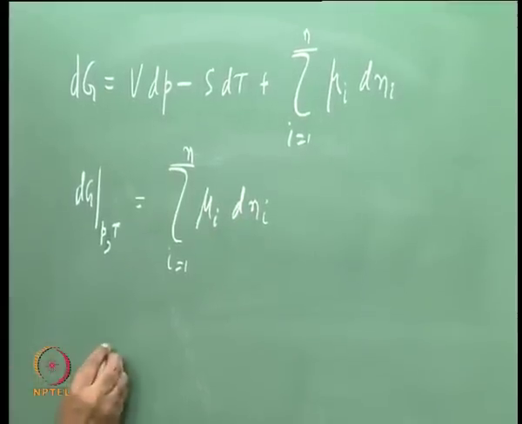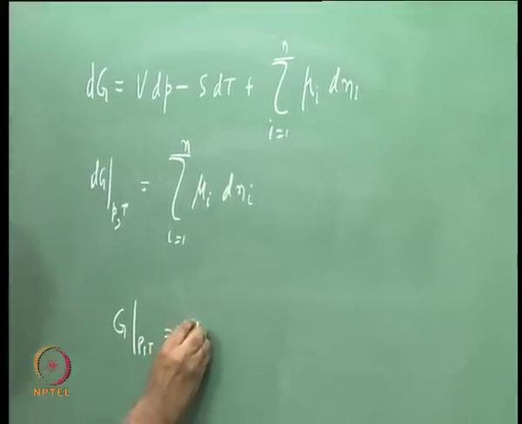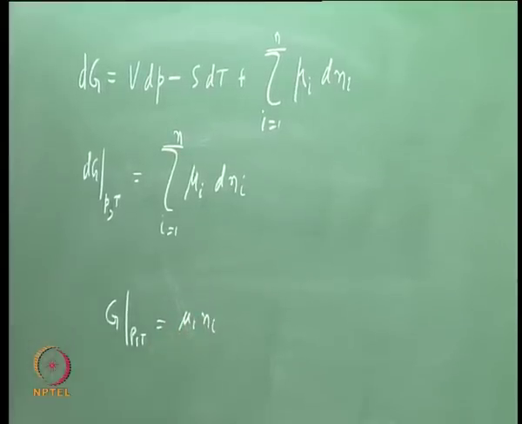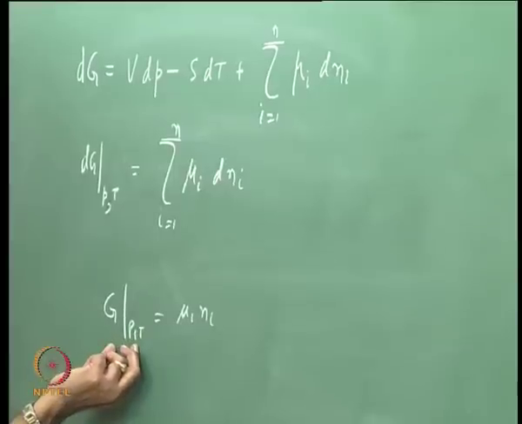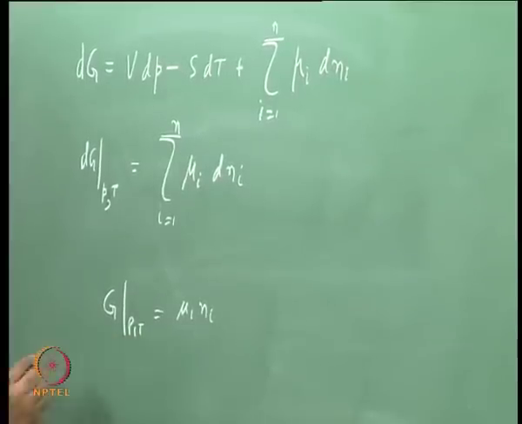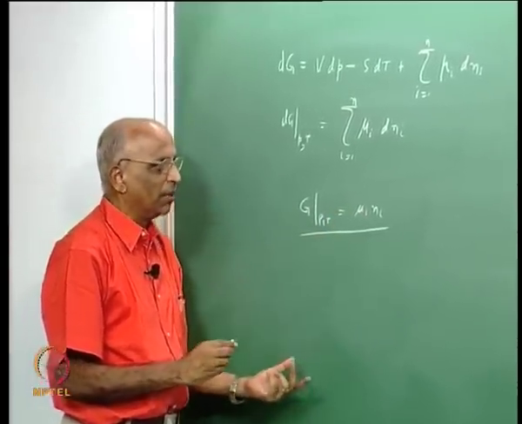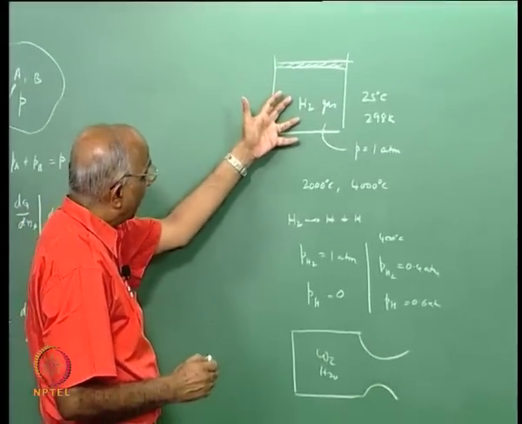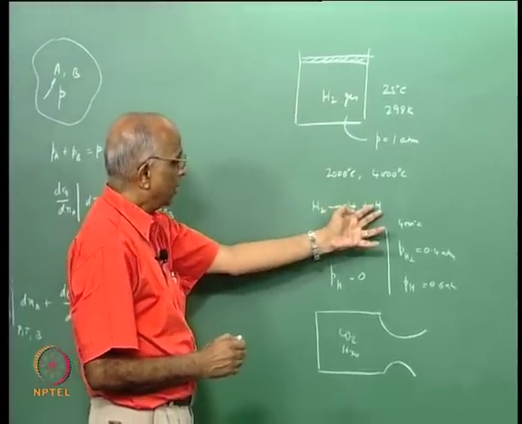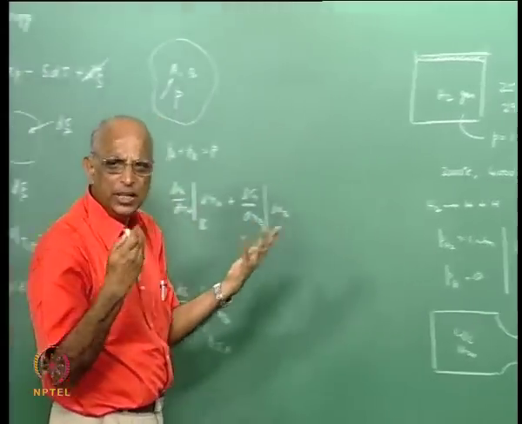or rather I can write Gibbs free energy at pressure and temperature is equal to summation of mu i into ni. Summation is over all i's. Chemical potential into the number of moles is giving me this at constant pressure and temperature. We will make use of this, we will define it, and we will make use of this to be able to formulate what are the number of moles of hydrogen molecule and dissociated hydrogen atom which are formed over here, and extend it to any possibility.